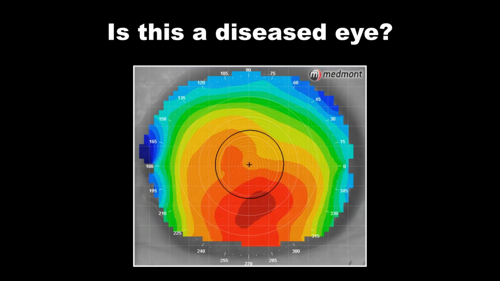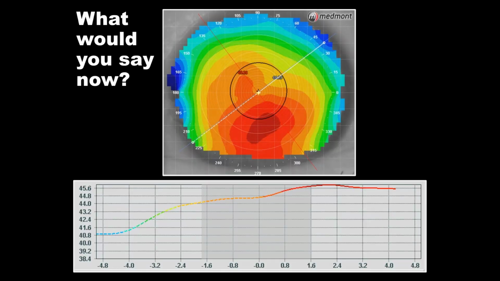Now here's the first case, and I might ask you, is this a diseased eye? I'd look at that topography and I'd say that looks like a pretty droopy corneal apex. It's pretty steep relative to the superior cornea. Is that a diseased cornea, or is it just a droopy corneal apex? Could you say at this point, just looking at that topography, that you could definitively say it's diseased or not diseased? Well, we're going to need more than just the topography.